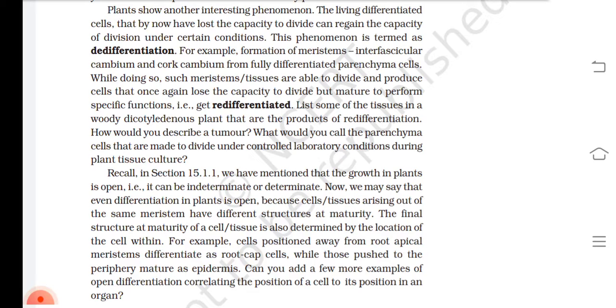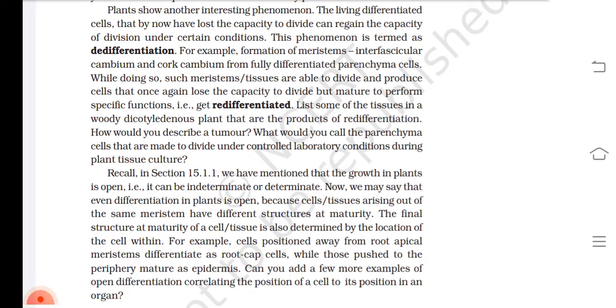While doing so, such meristematic tissue is able to divide and produce cells that once again lose the capacity to divide but mature to perform specific functions, that is, get redifferentiated. List some of the tissues in a woody dicotyledonous plant that are products of redifferentiation. How would you describe a tumor? What would you call the parenchyma cells that are made to divide under controlled laboratory conditions during plant tissue culture?